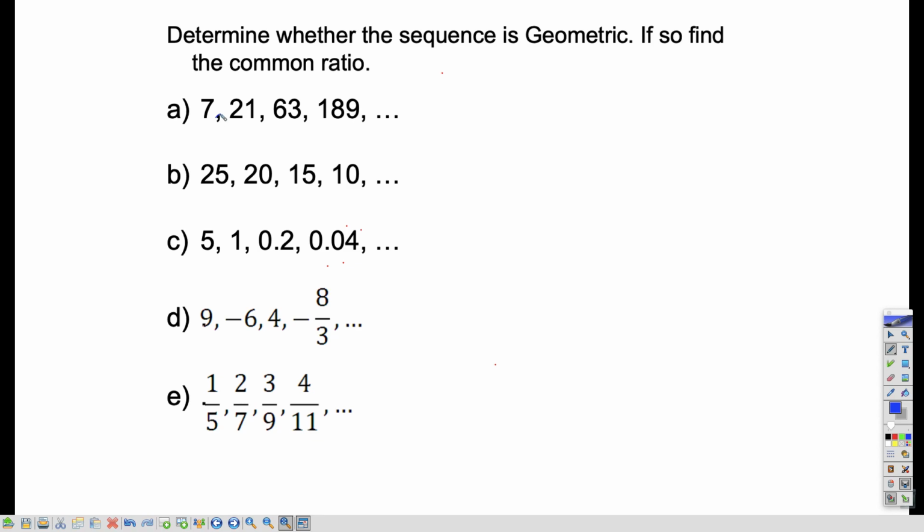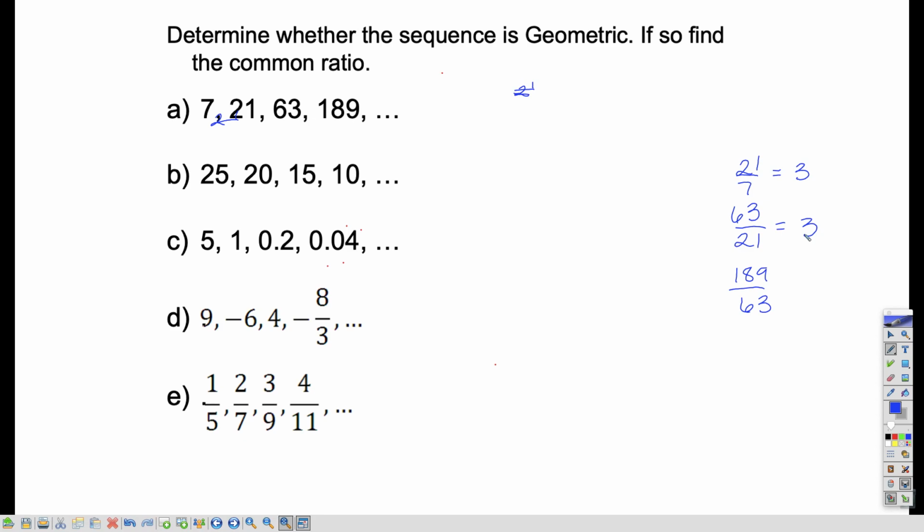So if it's geometric, I would have 21 over 7. Let's see if that works out here. I'd have 21 over 7, 63 over 21, 189 over 63. And when they reduce, they should all be the same thing, right? So 21 over 7 is 3. Is 3 times 21, 63?